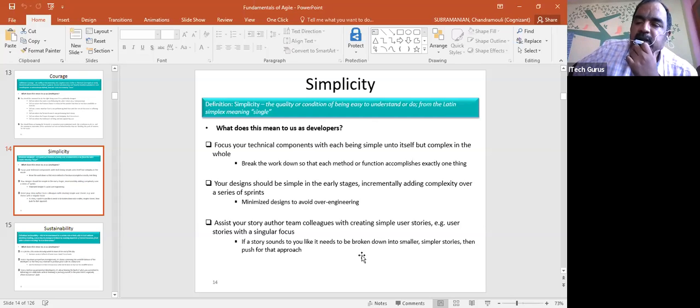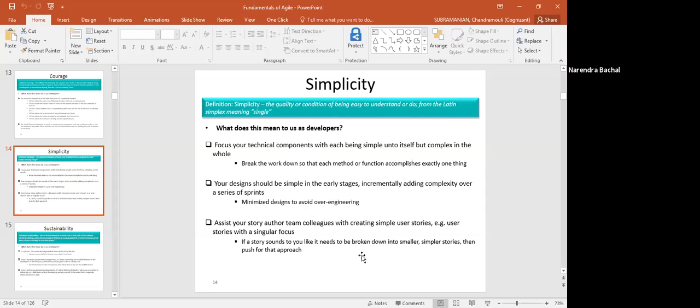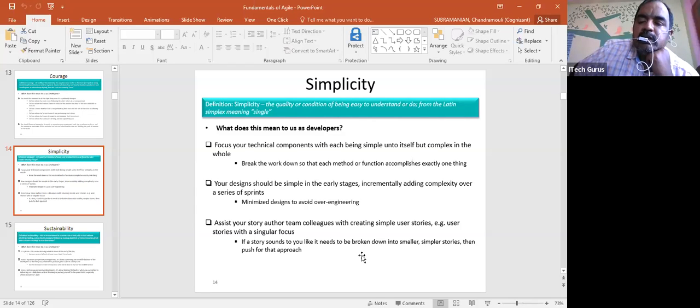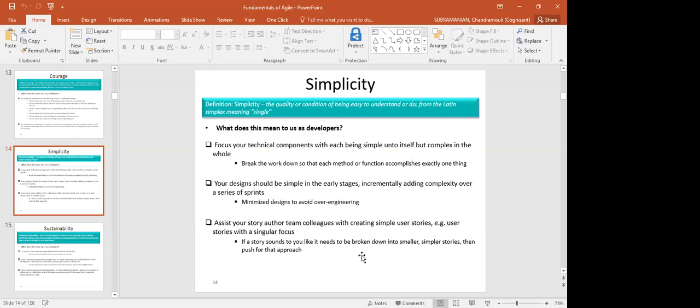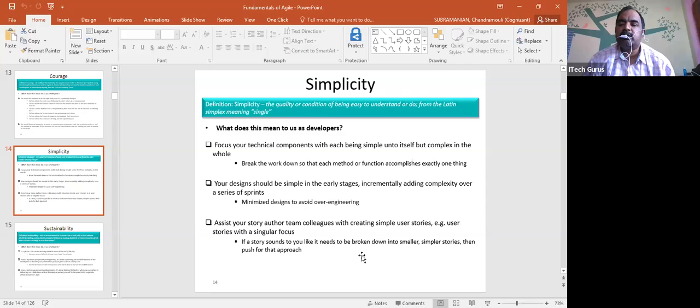Because simplicity is the art of maximizing the amount of work not done. What is the meaning of that? So keeping a track on what is remaining. Okay. Anything else? Reducing the amount of work required to achieve the goals. So what do you mean by maximizing the amount of work?